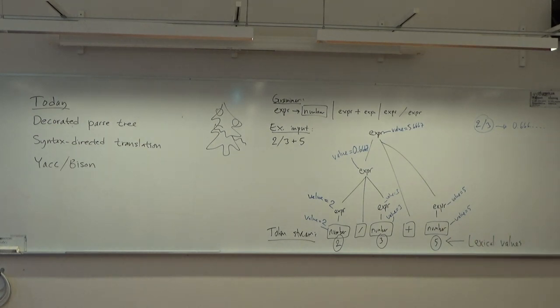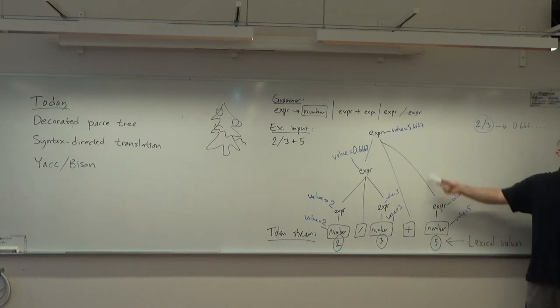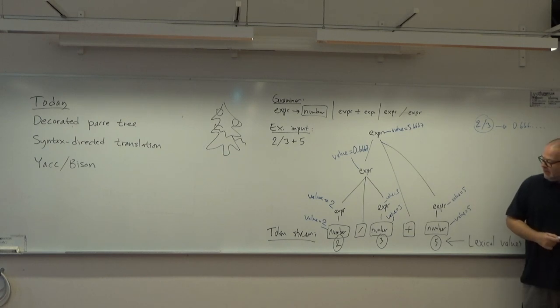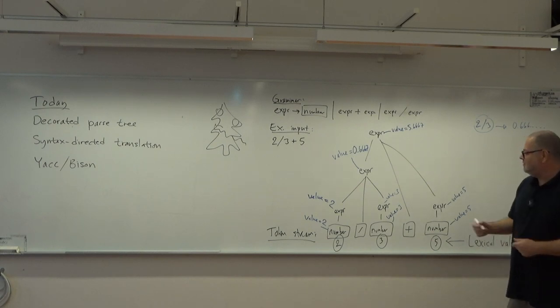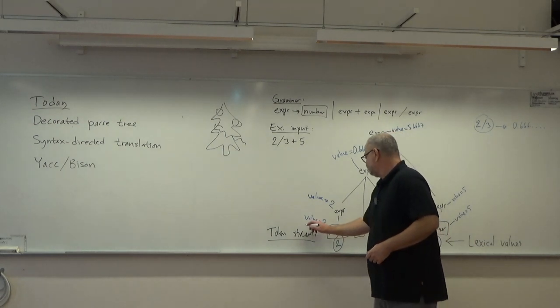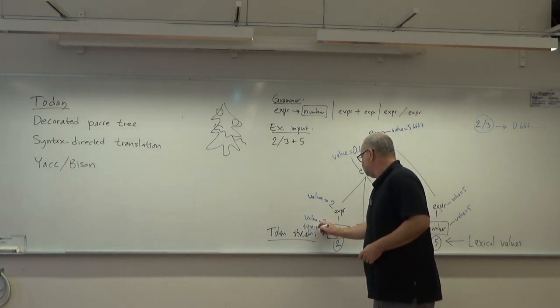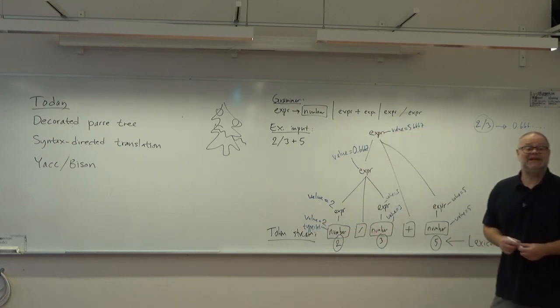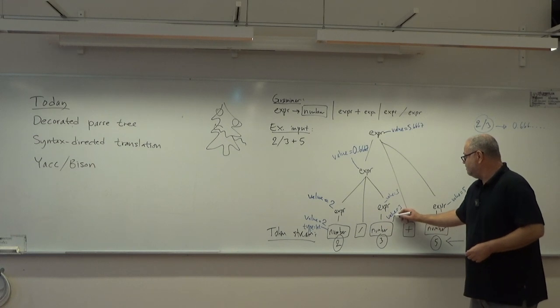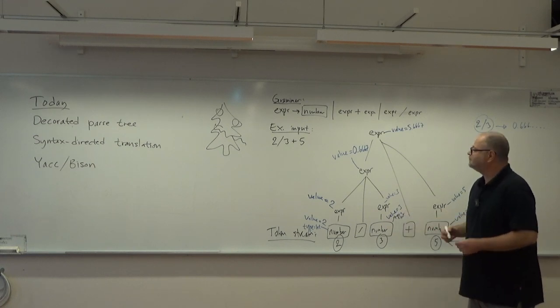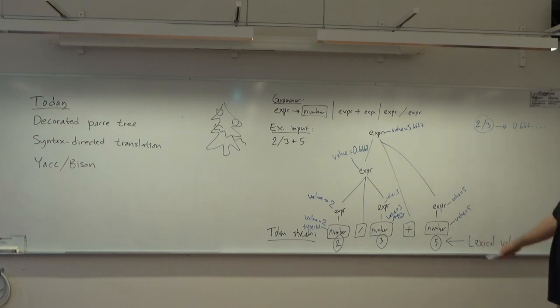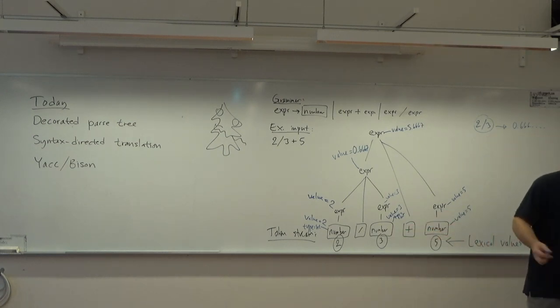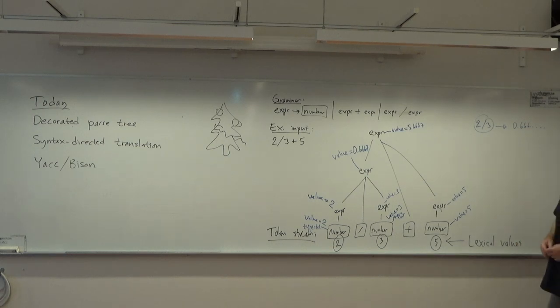Now, one attribute you could add to this parse tree, to decorate this parse tree, is the values. You calculate the values. Another thing is the data type. I mean, what is the data type of the number 2? Well, it's an integer of some kind. So the data type is integer. Here, the number 3, well, it's also integer, because we assume now that all numbers in the input are integers. You can't have any floating point numbers, or any numbers with decimals.